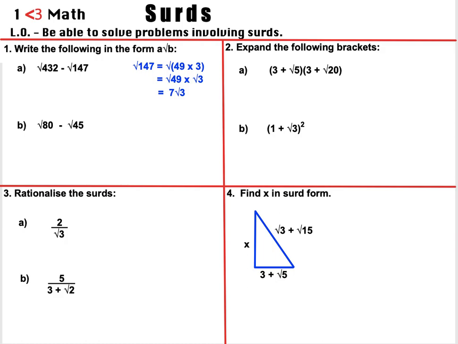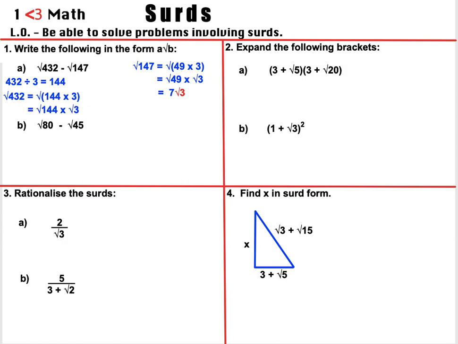Now that's a bit of a giveaway, because now 432, because we're having to write our solution in the form A root B, it looks like B is going to equal 3. So I'm consequently going to divide 432 by 3 to see what happens. I get 144. Now that's also a square number, it's 12 squared. So therefore, the root of 432 is the root of 144 times 3.